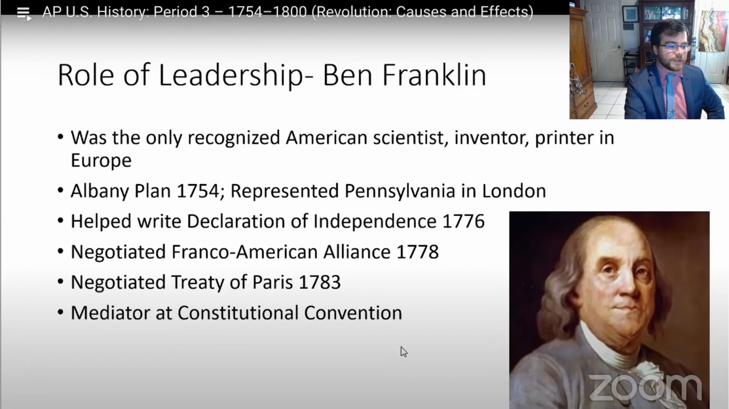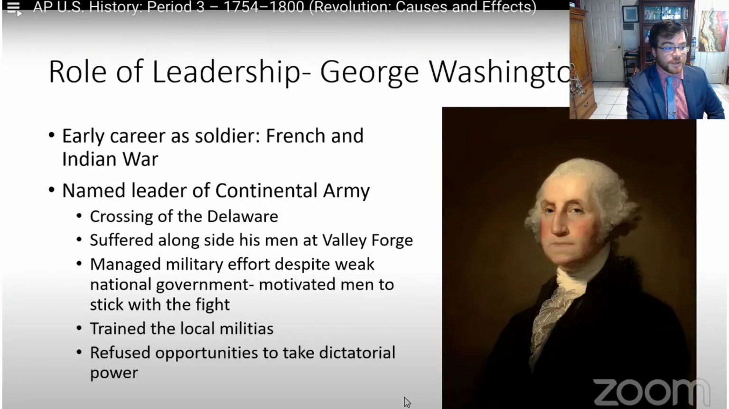Okay, great leadership. Let's look at Ben Franklin. It's all about the Benjamins. Most importantly, he negotiated support from France to help us. So without France's support, guys, we would have lost. And Ben Franklin and Thomas Jefferson were the ones to get that going, guys.